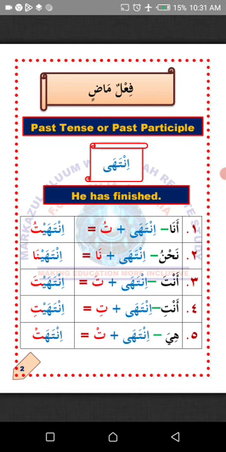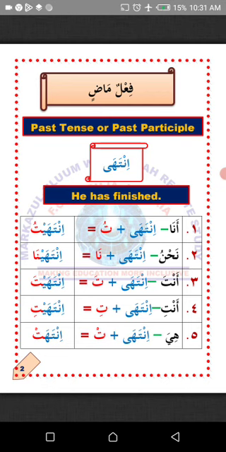Ithnan, number two. Nahnu, we. So how do we change the Arabic verb intaha to suit nahnu? All you need to do is to attach na to the last letter, then you give sukun to the letter before it. So the verb intaha will now become intahayna, which means we have finished.